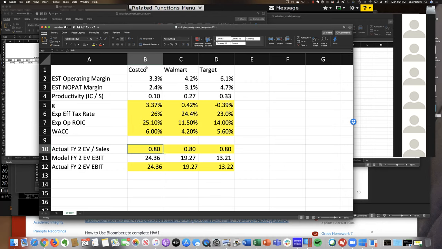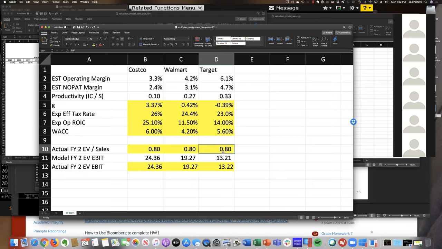So Costco has an advantage on productivity, which turns our lower margin product into a higher return. But the return isn't as valuable because I'm discounting it more, and net net, they're both trading 80 cents to sales. Now Target has the highest margin, almost double Costco's, but same thing. One third the productivity and slightly lower cost of capital, okay? But nonetheless, 80 cents in sales.